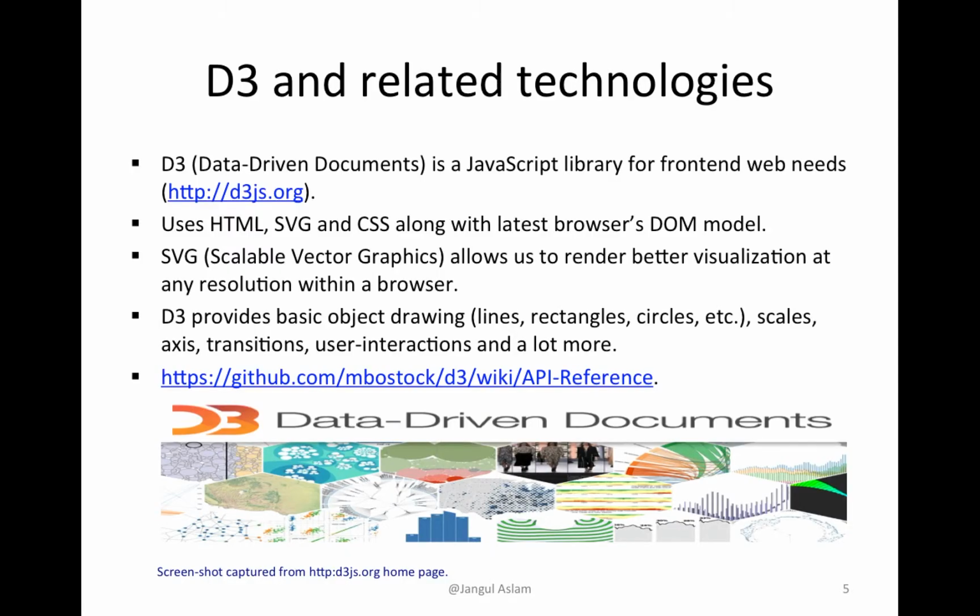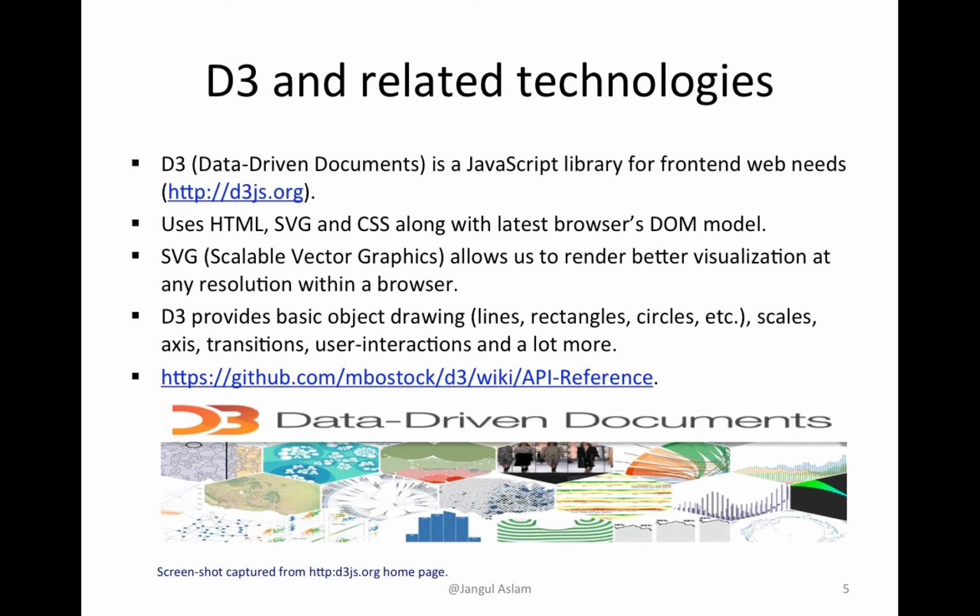So let's talk about D3 and related technologies. D3 stands for data driven documents. It's basically a JavaScript library for front end developers who need to visualize any data, and it provides really nice images, as you can see at the bottom. And the visualization is tied to data. It's based on SVG, which stands for scalable vector graphics, which allows us to render better visualizations at any resolution within a browser. Along with SVG, it needs HTML and CSS and JavaScript, and basically the visualization is rendered within a browser.